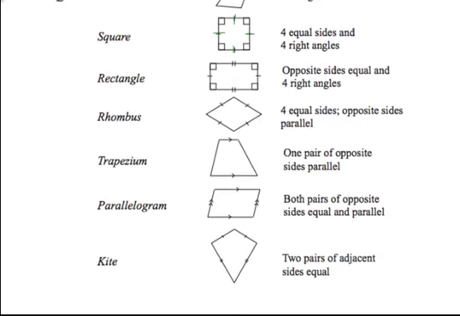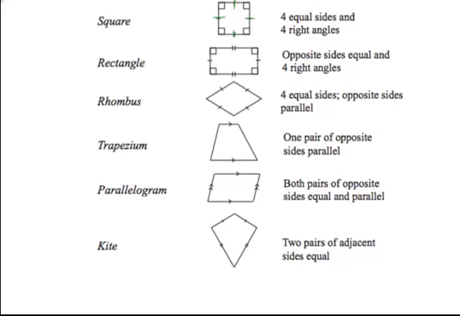A rhombus, 4 equal sides. You can see 1, 2, 3, 4, and the opposite sides are parallel. Trapezium, 1 pair of opposite sides are parallel. We use this notation here with these arrows to show parallel. And then obviously you can see that these are not parallel to each other.